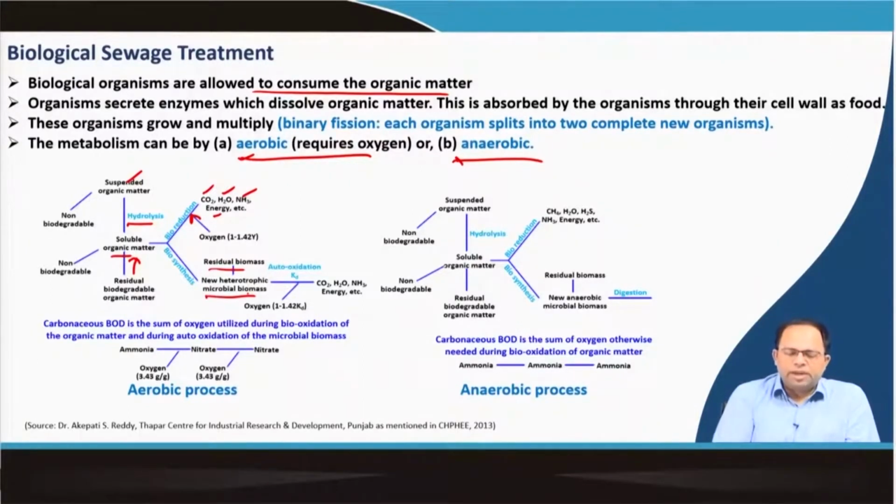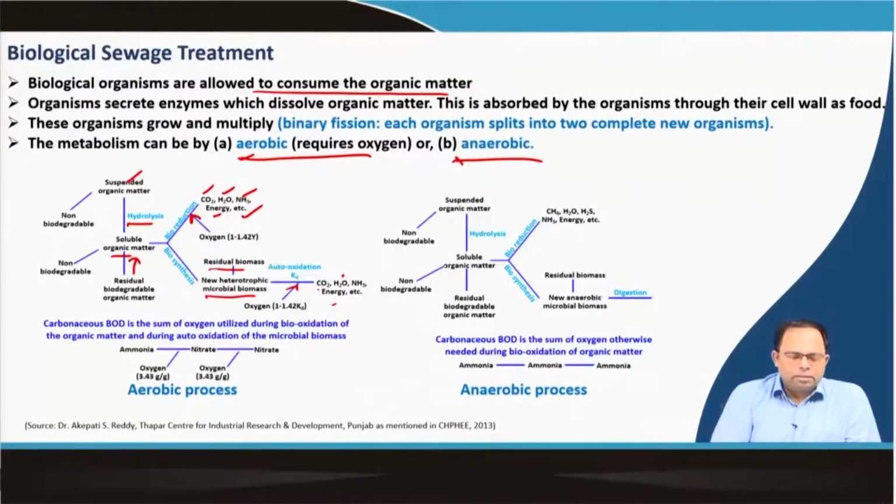New biomass is created, new microbes are created, and these are again acted upon by the oxygen, and we have auto-oxidation, which leads to, again, this breaks down into CO2, H2O, NH3, energy, and so on. So, more or less both the bacteria are acted upon as well as the organic matter is acted upon to release this kind of gases and water, CO2, ammonia, energy, and so on.